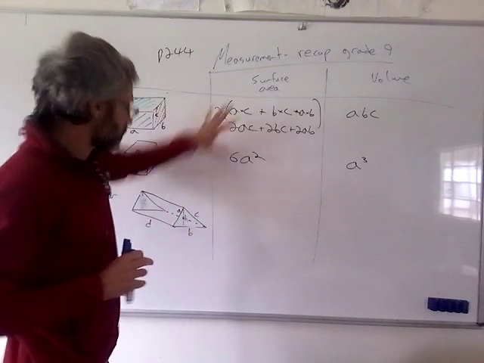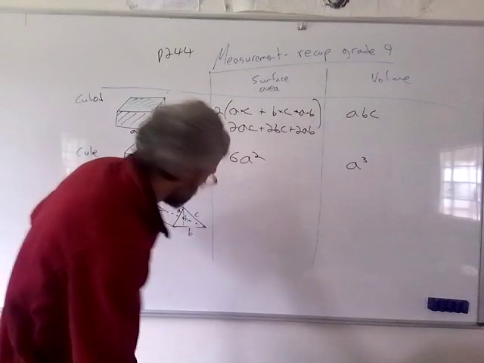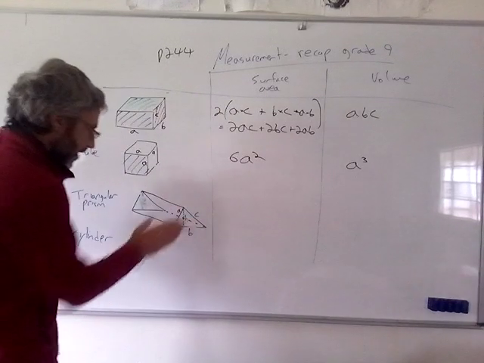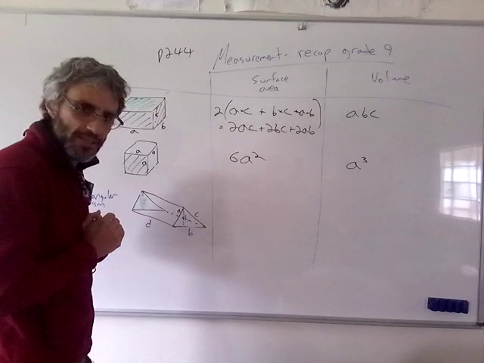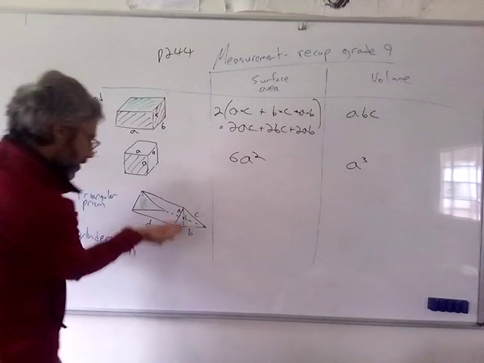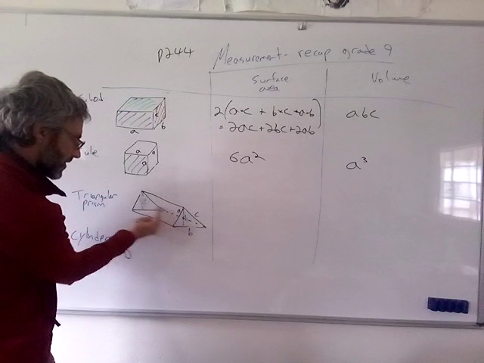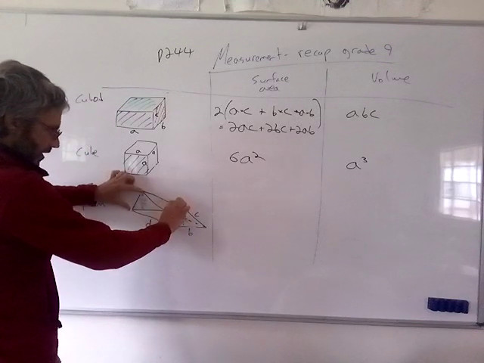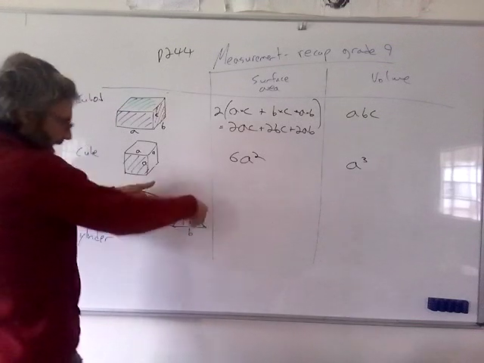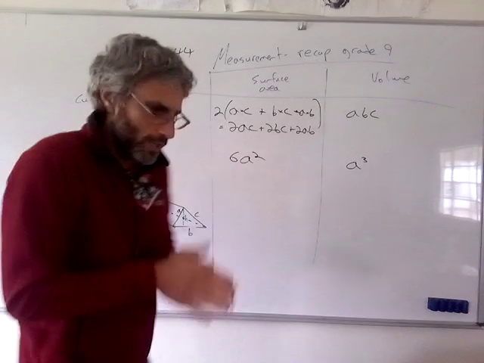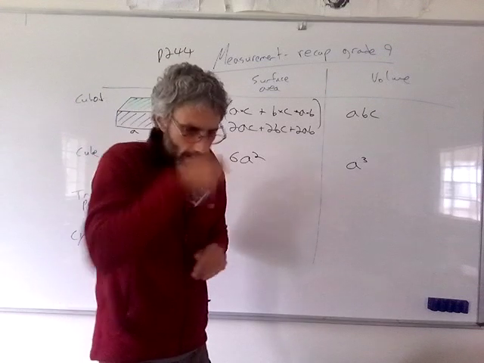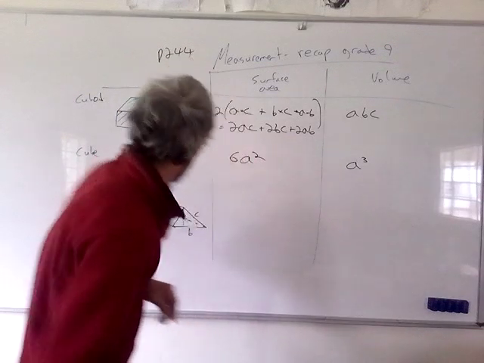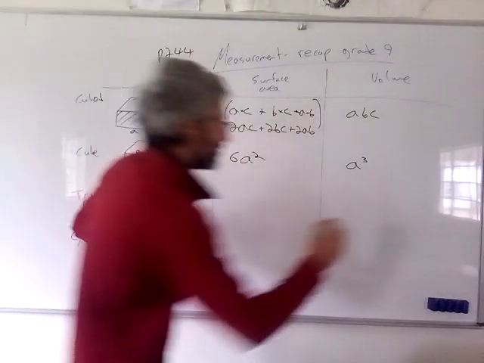Now, to find the surface area, how many sides do I actually have here? I've got the two triangles, the front and back, you can call them the bases. Then I've got the bottom, this little rectangle. Then I've got that little rectangle and the one on the other side, okay? That is going to be a little bit difficult for you to see, but I can also draw it maybe front on here.